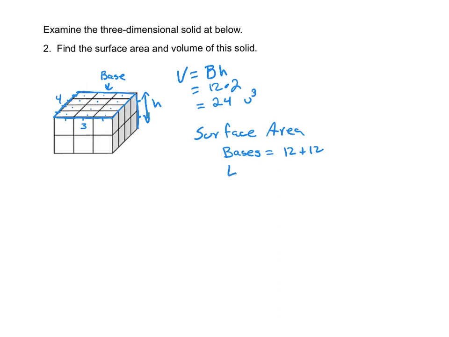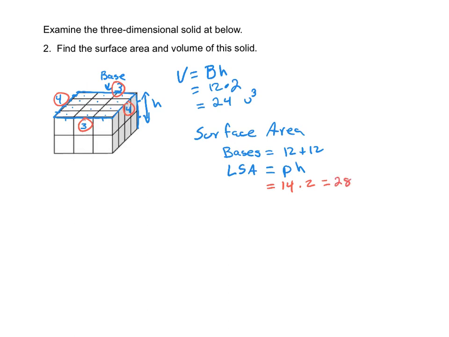The next thing I'm going to find is my lateral surface area. To find the lateral surface area, we're going to do the perimeter times the height. Now, this height is the height of the prism, and the perimeter is the perimeter of the base. So to find the perimeter of the base, the sides are 4, 4, 3, and 3. So I just add together the lengths of all the sides of my base. In this case, 4 and 4 is 8, plus 3 is going to be 11, plus another 3 is going to be 14. So my perimeter is equal to 14. The height is equal to 2. So my lateral surface area is going to equal 28.